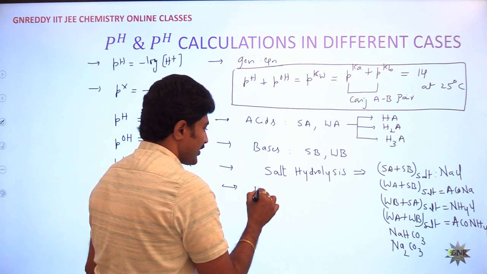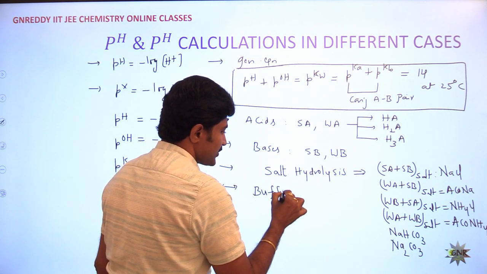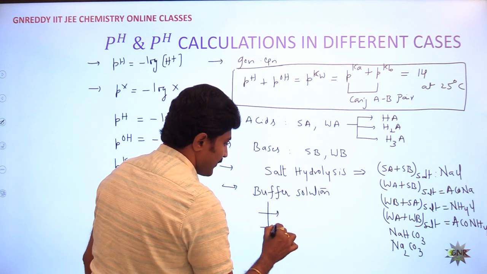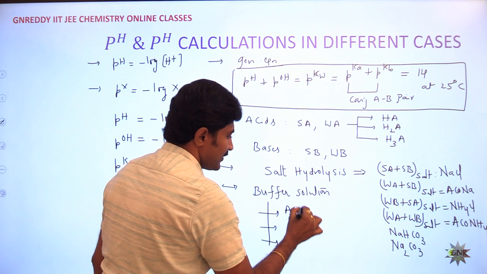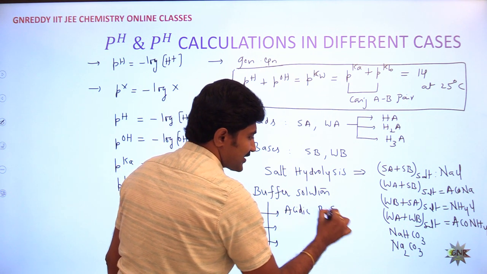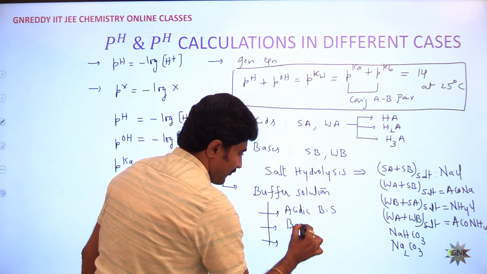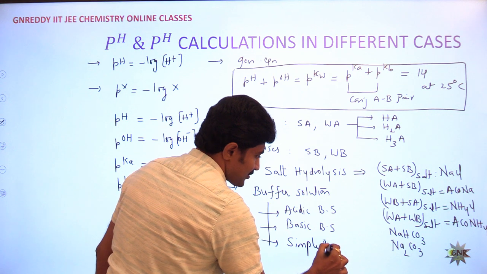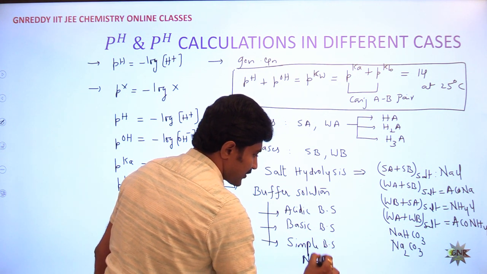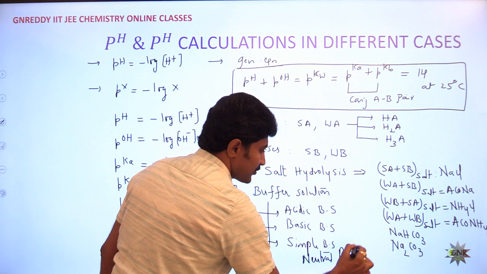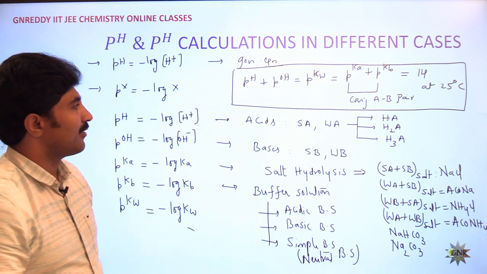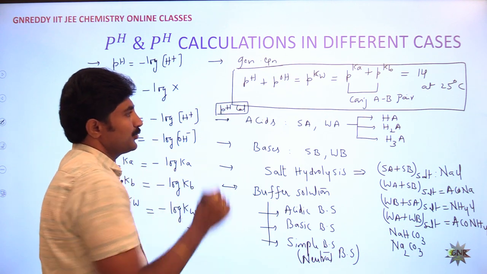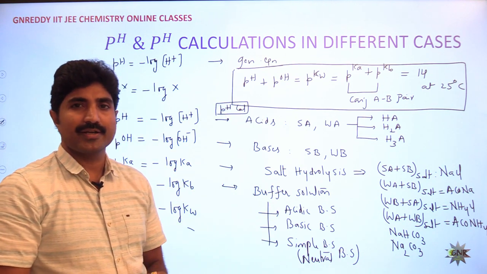And also we have to use buffer solutions. In buffer solutions we have acidic buffer solution, basic buffer solution, and simple buffer solution, which is also known as neutral buffer solution. So finally we have to see all these pH calculations, which are useful calculations in the pH titration curves.